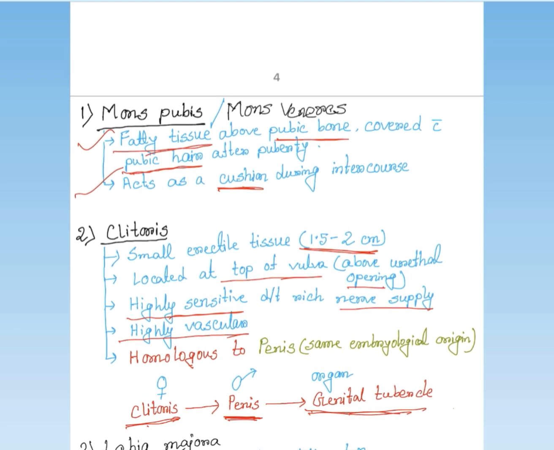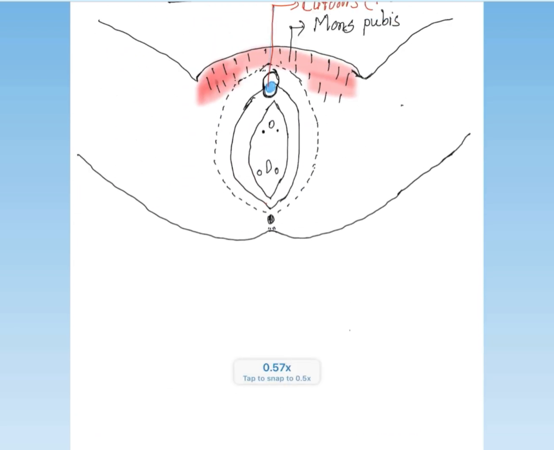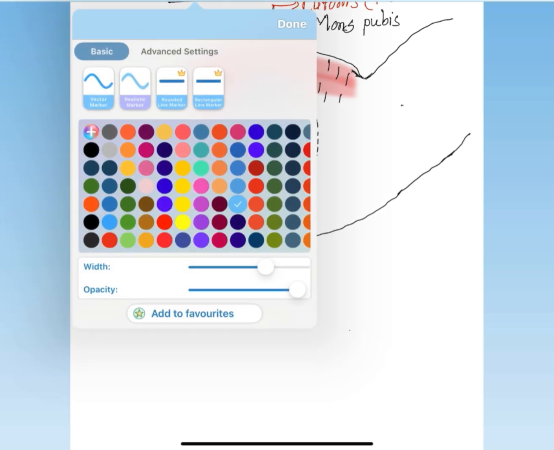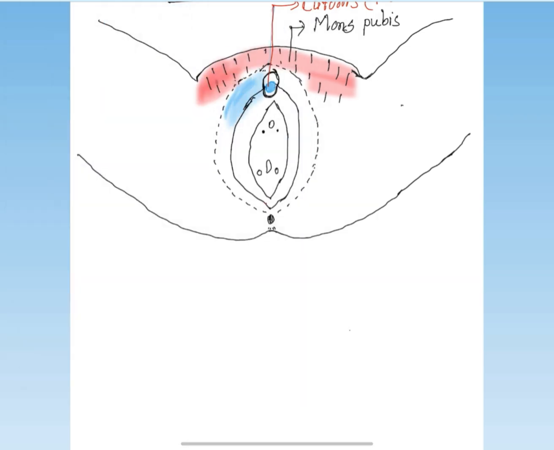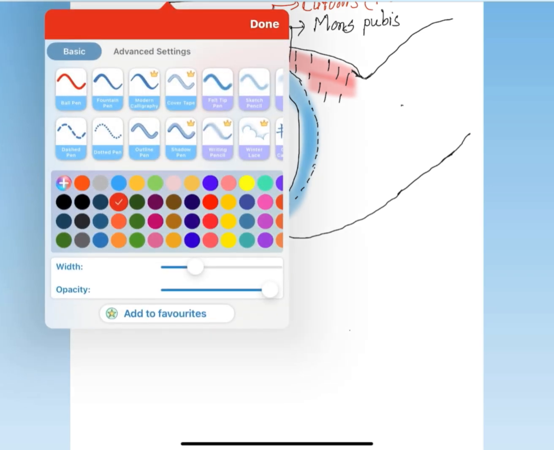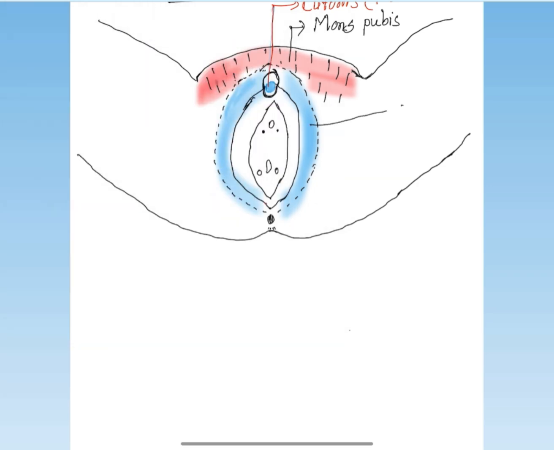Coming to your next portion, that is your labia majora. You can see the labia majora. Labia majora is the outer portion, outer lip like structure or outer skin fold. It is outer skin fold or outer lip like structure.